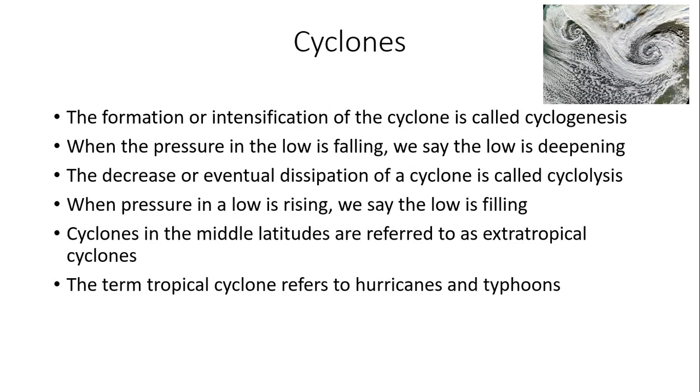Now, cyclones have their own unique terms associated with them, just like anticyclones did. For example, the formation or intensification of the cyclone, that's known as cyclogenesis. Whereas when the pressure in the low is falling, we say that low is deepening. Now, the decrease or eventual dissipation of a cyclone, that's called cyclolysis.